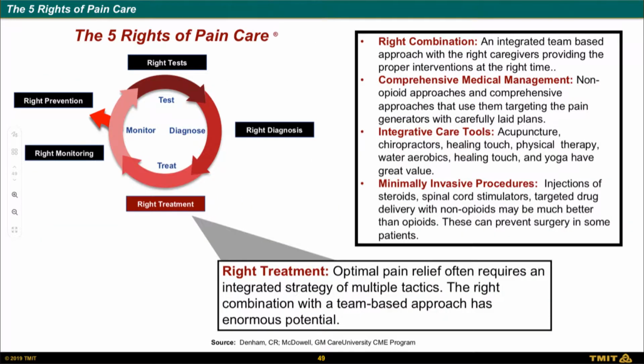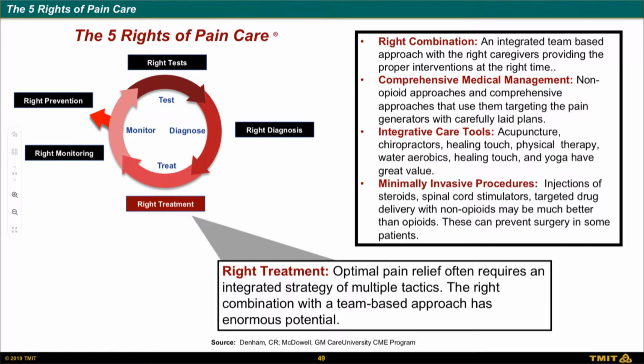We go to the next slide, which discusses the right treatment. So optimal pain relief often requires an integrated strategy of multiple tactics. So the right combination with a team-based approach has enormous potential. So I, as a pain medicine physician, will utilize comprehensive medical management, and that's non-opioids, or properly selected opioids at correct doses, utilized for the right diagnosis at the right time.